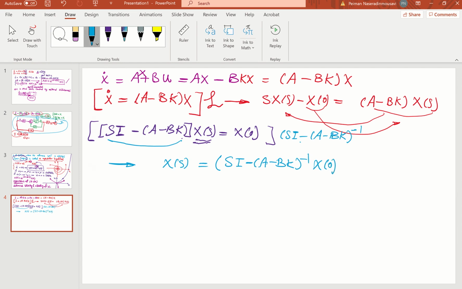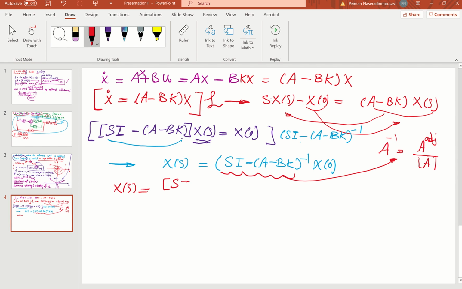If you remember, I told you a million times, a given matrix's inverse is the adjugate of that matrix over the determinant of that matrix. So X(s) is going to be the adjugate of (sI minus A minus BK) over the determinant of this.